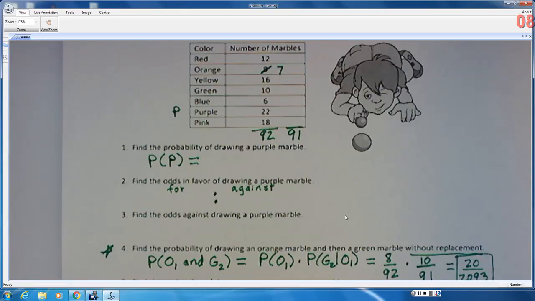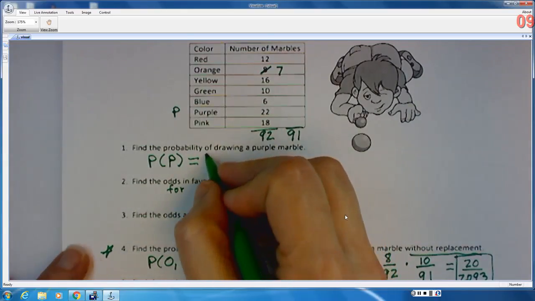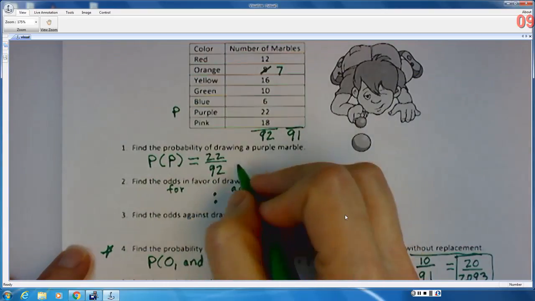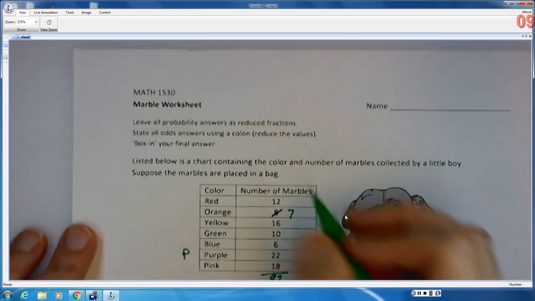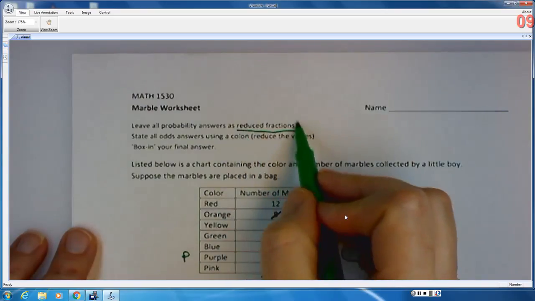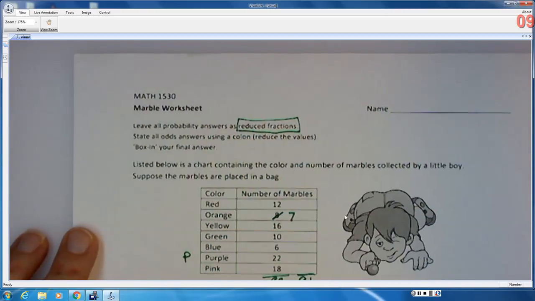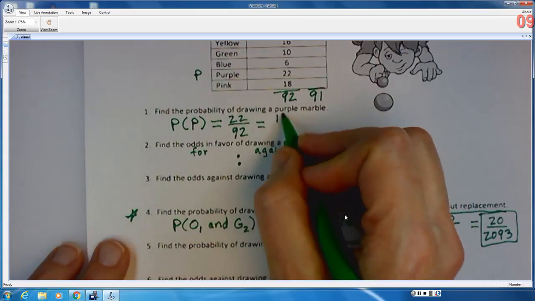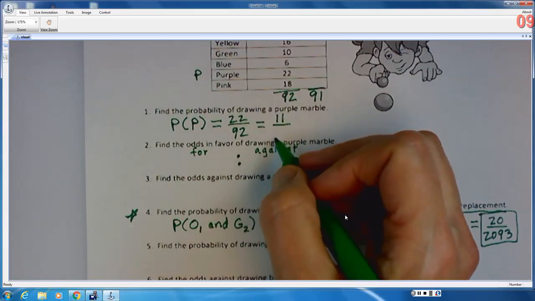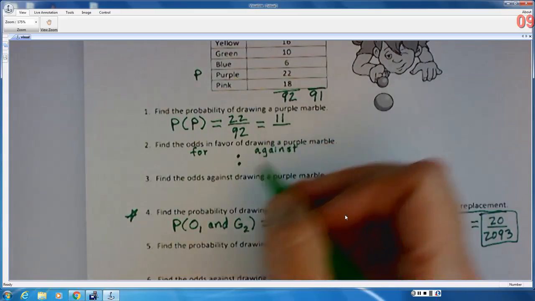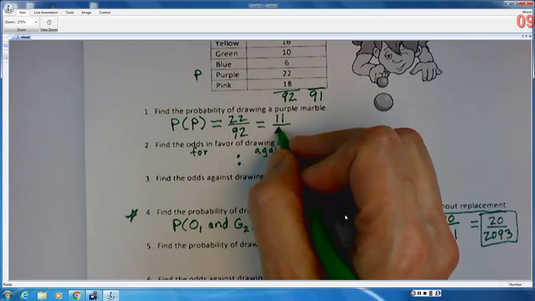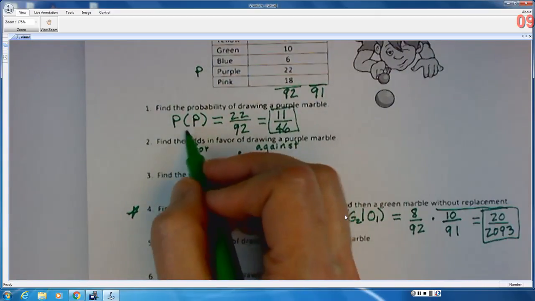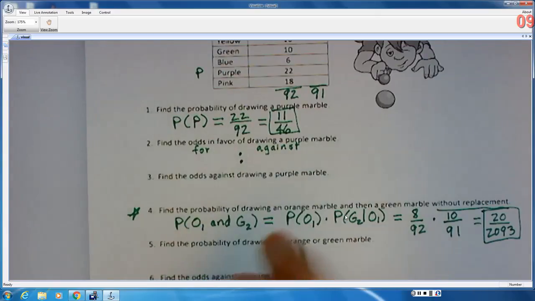Yes, you'll simplify it. So you're going to do 22 over 92, and you can use the calculator to simplify, but you're going to reduce the fractions. Leave them as fractions, simplified. So that will be 11 over, what's 92 divided by 2? 46. There we go. So that would be your answer. This is your notation.